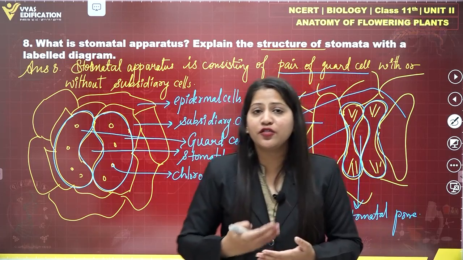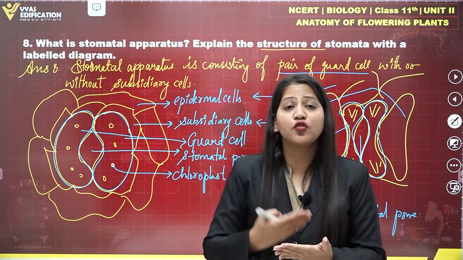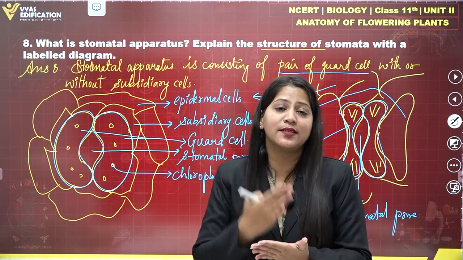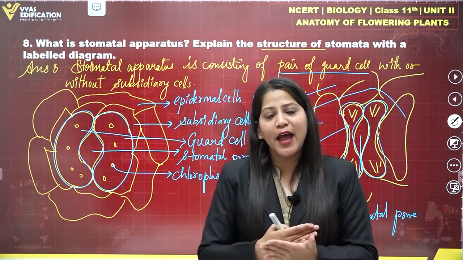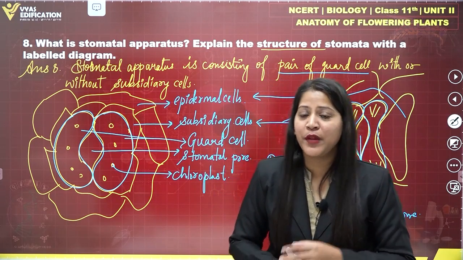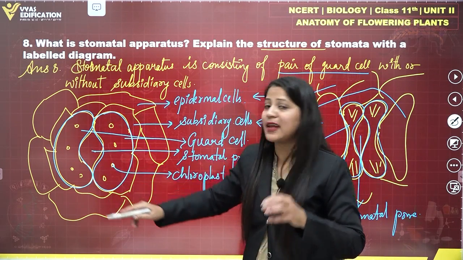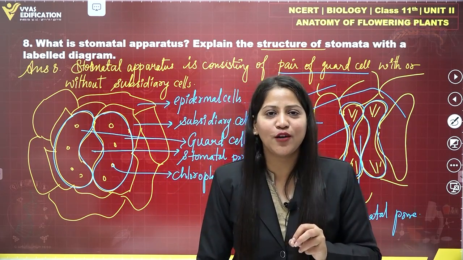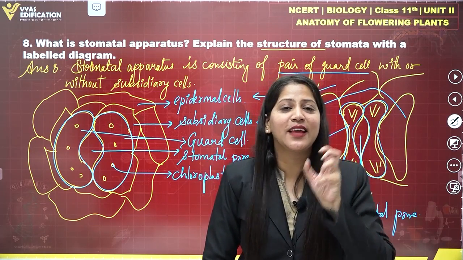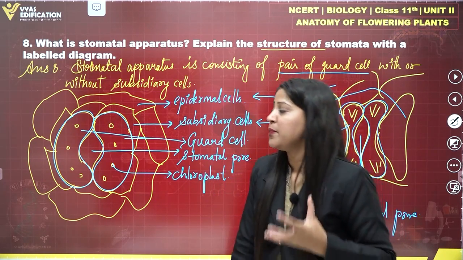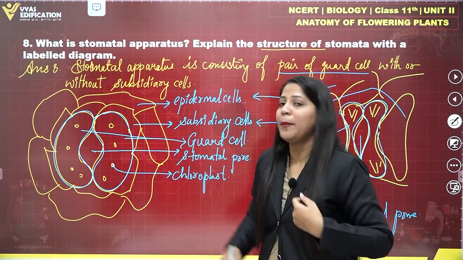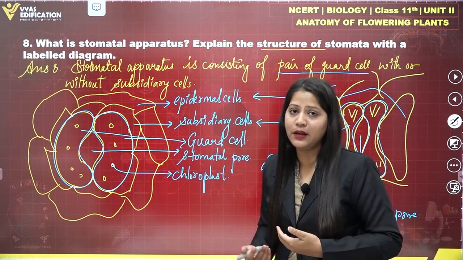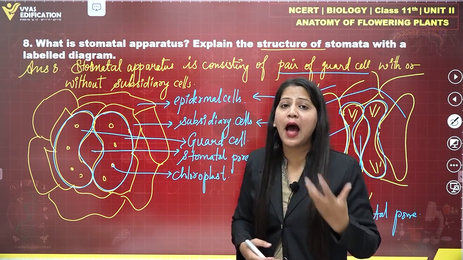First of all, the function. If we talk about the stomatal pore, it provides the site for gaseous exchange and also helps in transpiration. The stomatal pore is the site where transpiration takes place, and through this another process known as gaseous exchange also takes place. Now, this stomatal pore closes and opens depending upon the condition. But how does it happen?